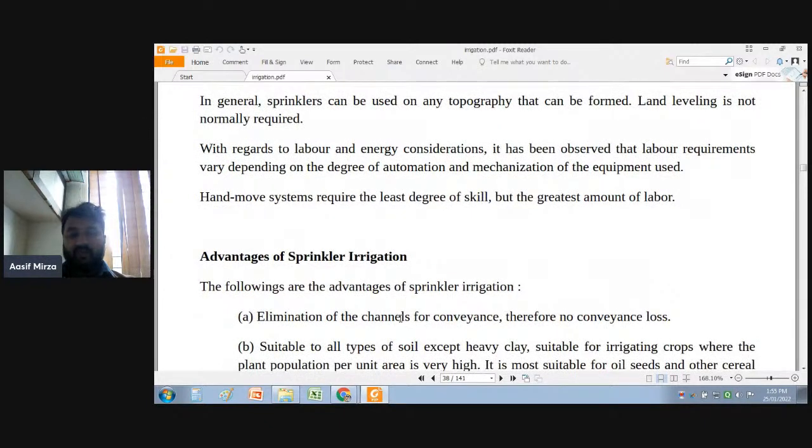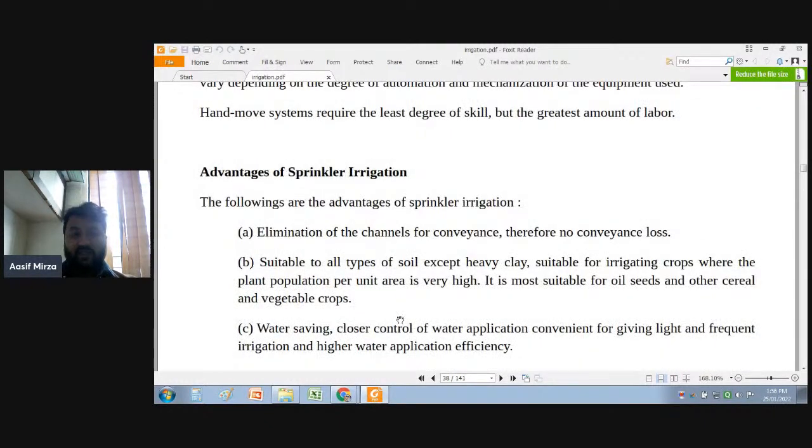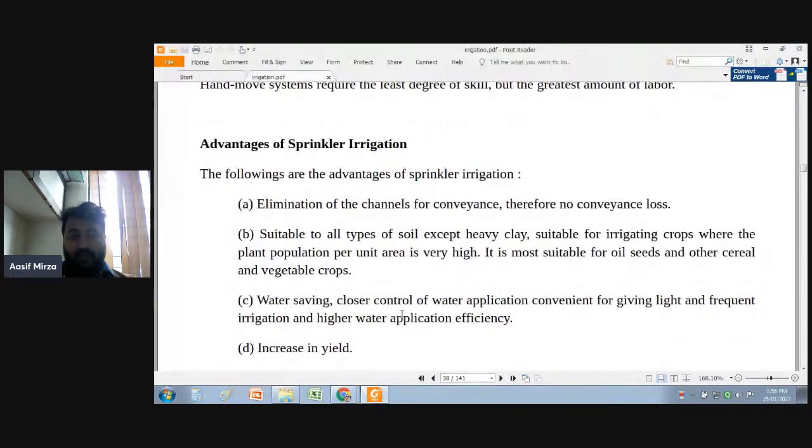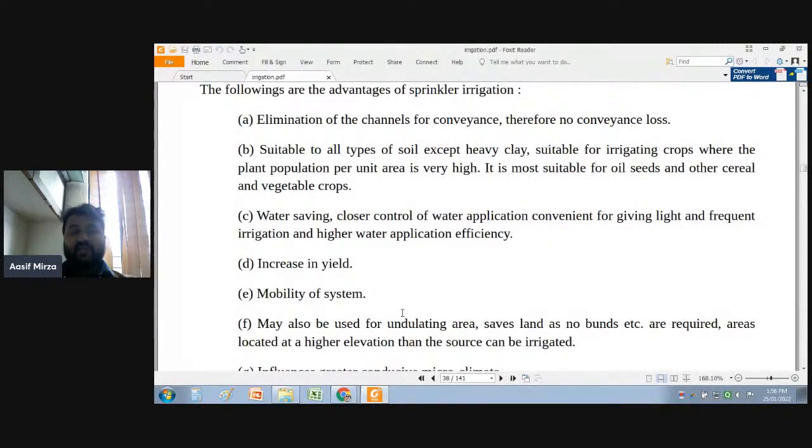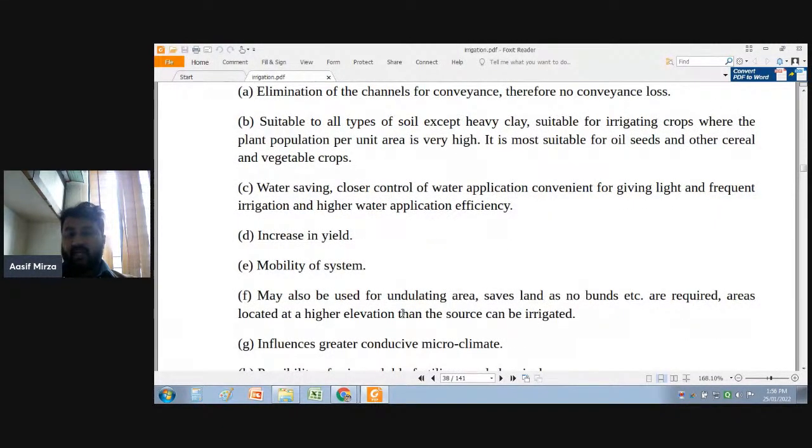The following are the advantages of sprinkler irrigation: elimination of channels for conveyance, therefore no conveyance loss; suitable to all types of soil except heavy clay; suitable for irrigating crops where the plant population per unit area is very high. It is most suitable for oil seeds and other cereal and vegetable crops. Now, water saving, closer control of water application, convenient for giving light and frequent irrigation, and higher water application efficiency. Increase in yield, mobility of the system, which may also be used for undulating areas, saves land as no bunds are required.